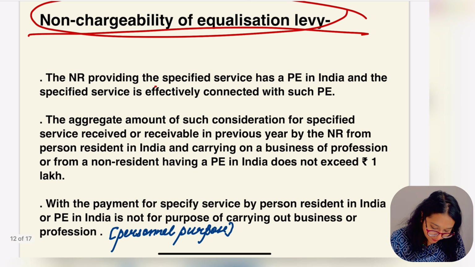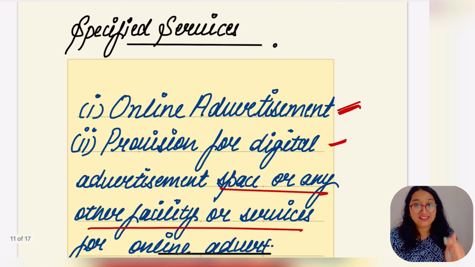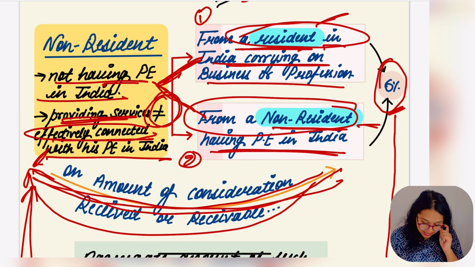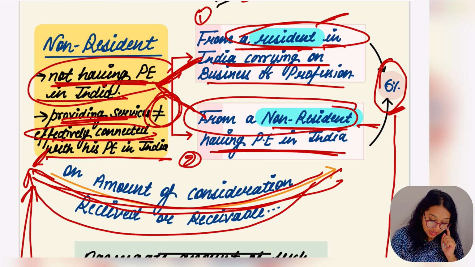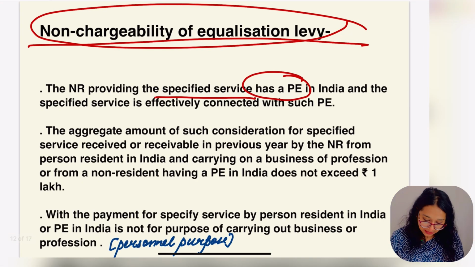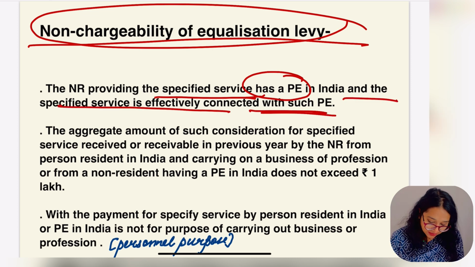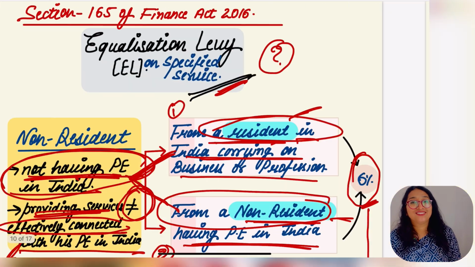So let's find out now. The NR providing the specified service, now we know the meaning of specified service, has a PE in India. The very first condition was that the non-resident is not having a PE in India. Is it okay? Is it clear? Hope this part was clear to you. Now the non-resident providing specified service having a PE in India, definitely he will not be chargeable to equalization levy if he's having a PE in India.